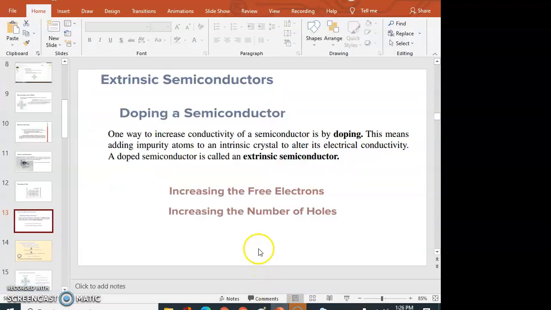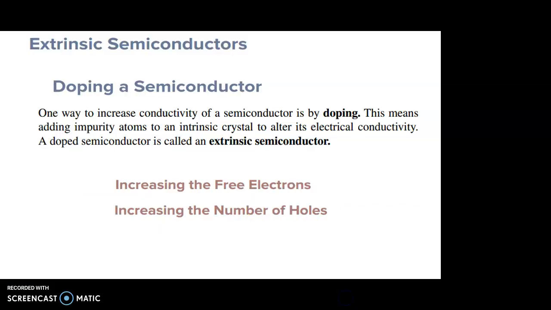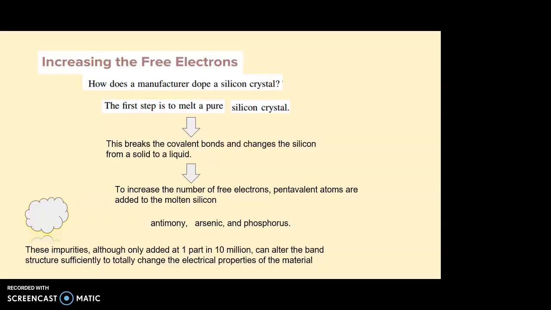Okay, let's go back. In making a semiconductor an extrinsic semiconductor, you have two options. Either you increase the number of free electrons or you increase the number of holes. So that is what is meant here. Making your pure semiconductor an extrinsic semiconductor, either you increase the free electrons or you increase the number of holes. So how do you increase the free electrons? That's the thing that we are going to discuss right now.